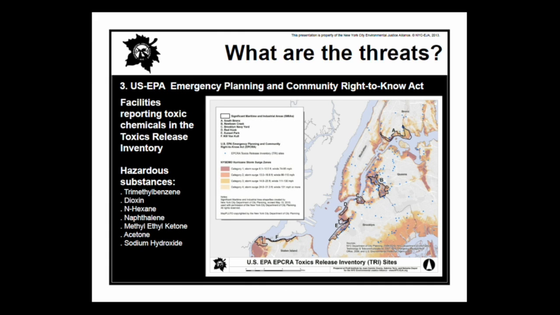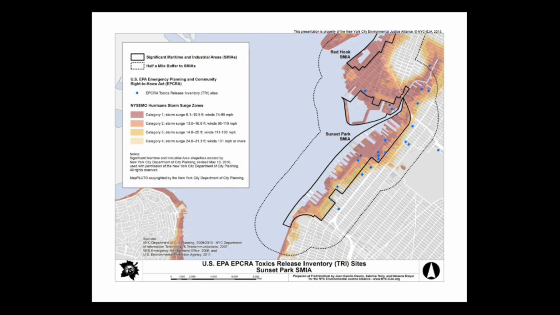This next slide is the EPA's Emergency Planning and Community Right-to-Know Act TRI Toxic Release Inventory sites, and of course some of the substances associated with industries identified by the TRI database are n-hexane, naphthalene, and acetone. And so when you drill down further and look at another SMIA, Sunset Park, for example, there are 234 facilities in New York City. 17, or 7%, of them are located within the Sunset Park SMIA and are also vulnerable to storm surges. So for us, it meant that we're looking at a clear and present danger when you're clustering the heaviest chemical and infrastructure uses in the city smack in the path of potential storm surges.